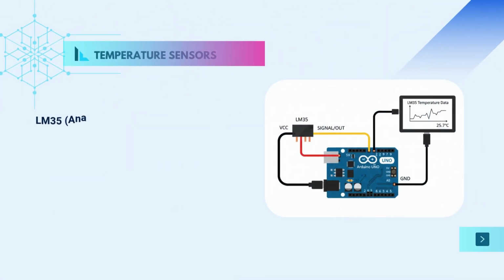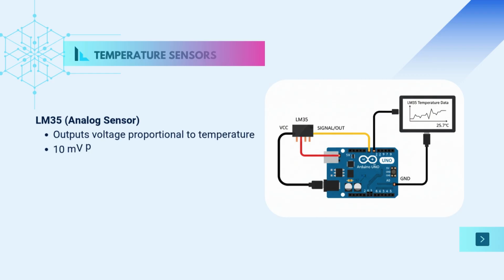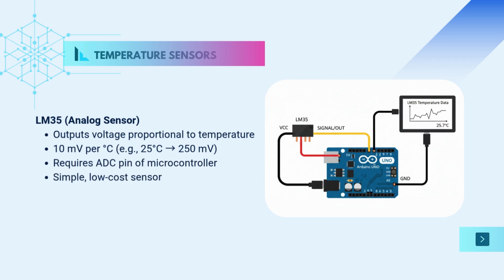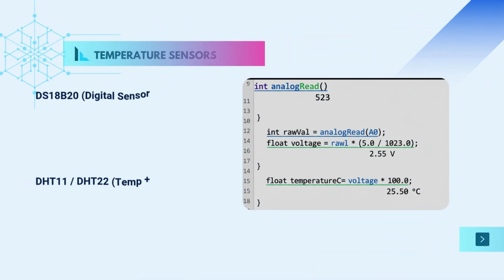It gives an analog voltage proportional to temperature. For example, at 25 degrees Celsius, the LM35 outputs about 250 millivolts. We connect this output to the ADC pin of a microcontroller, and then convert that voltage into temperature using a formula. The DS18B20 works differently.